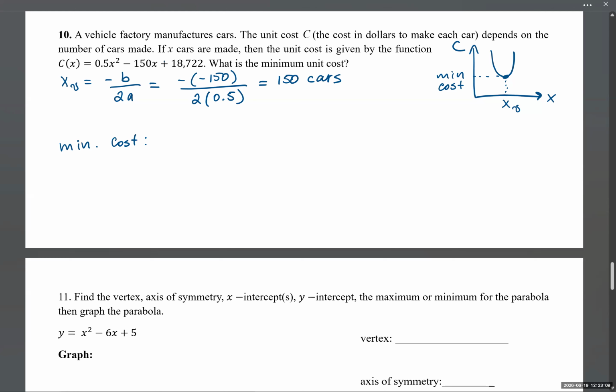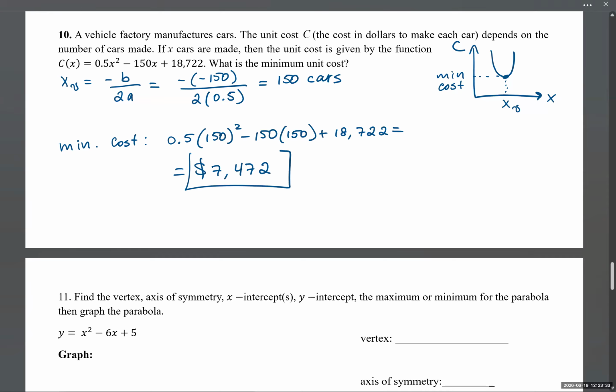The minimum cost is just the function value at 150 cars. So that's 0.5 times 150 squared minus 150 times another 150 plus 18,722. If you calculate it all out, you should get $7,472, and this is the minimum cost. That is the final answer. You can box that one in.